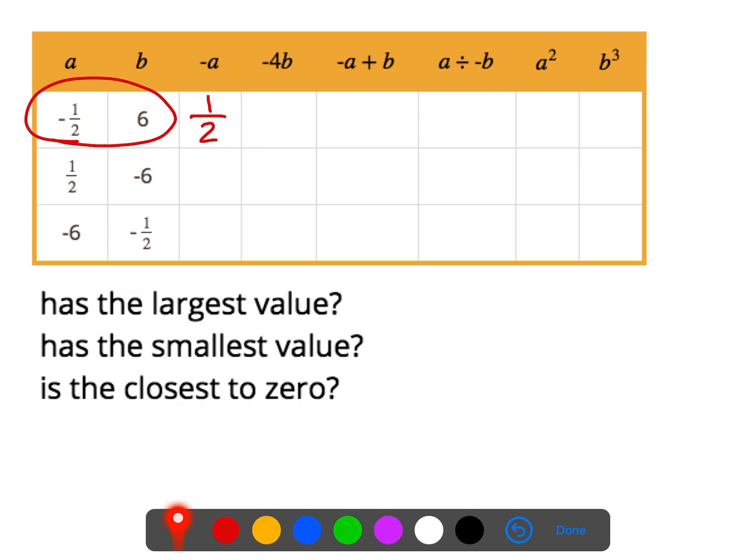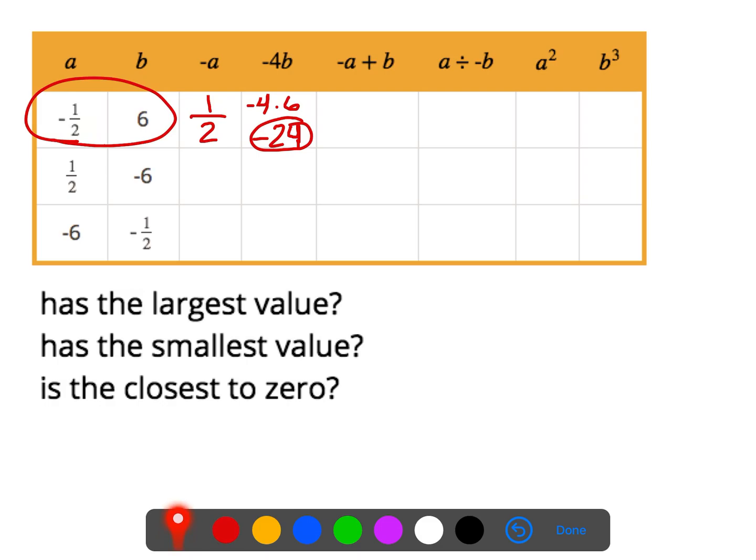Okay? If we look here, we've got the expression negative 4b, negative 4 times b. So we're taking negative 4 times our b value, in this case it's 6. So what I'm doing, I'm just going to write these. You don't have to do that, but I want you to be able to see what I'm doing. So negative 4 times 6 will give me negative 24 as an answer. This is all you would have to write into the box.